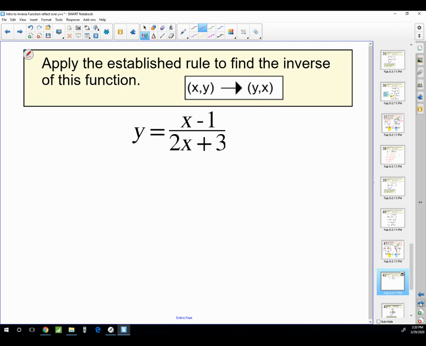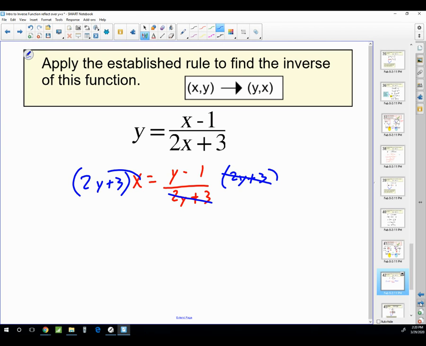All right, last one. This one's kind of tricky. I'm going to go ahead and do this one together. What makes it tricky is that once we switch x and y, we have 2 y's. Mathematically, the way we're going to get that y to become 1y is by making it the greatest common factor. So let me change color for effect and multiply both sides by 2y plus 3. Yes, that cancels. We would distribute over here. That'd be 2yx plus 3x equals y minus 1.